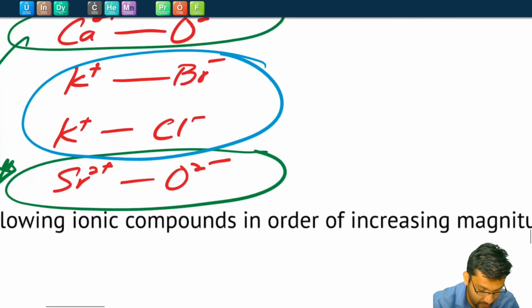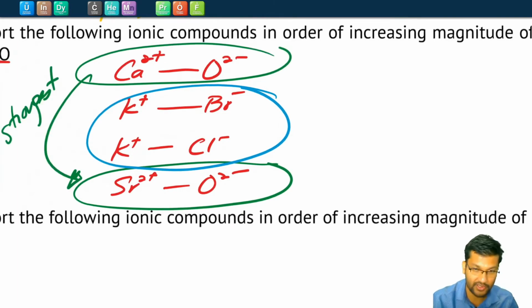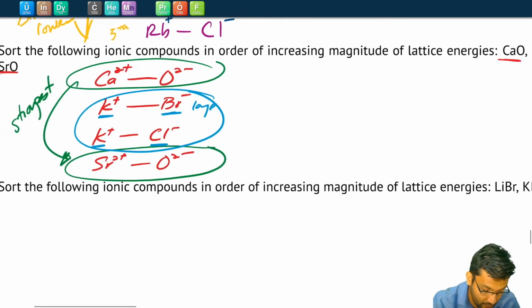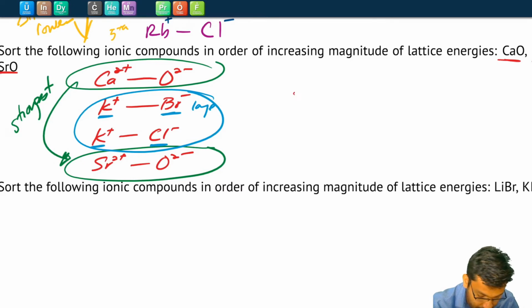All right, so now that we sort them by charge, let's sort them by radius. If you look at your periodic table, bromine is larger than chlorine, which means bromine will have the weakest lattice energy, followed by potassium chloride. Potassium here are identical, so we don't have to worry about that. So we just said that potassium bromide will be the weakest, followed by potassium chloride.